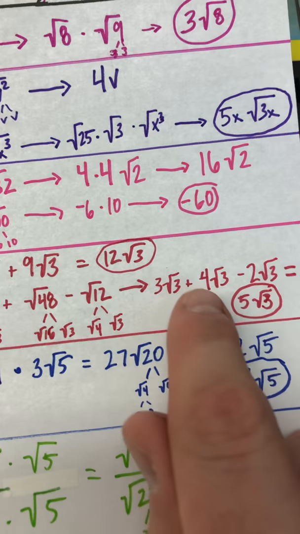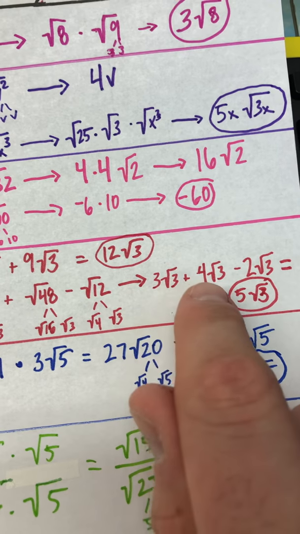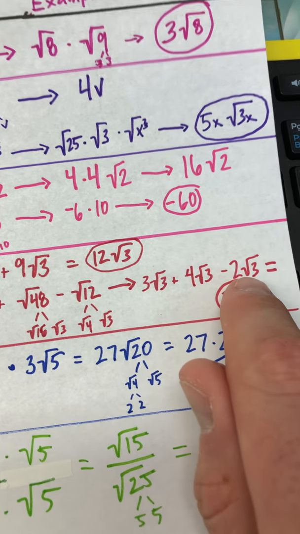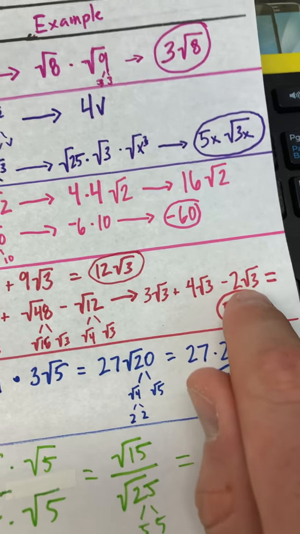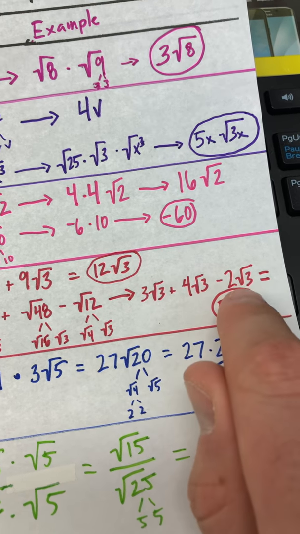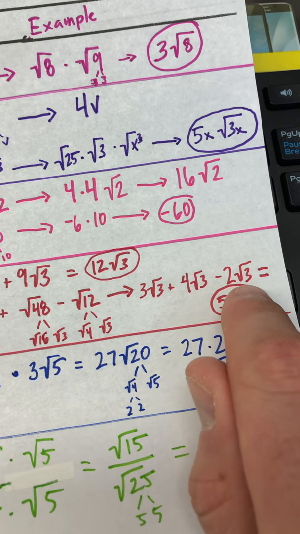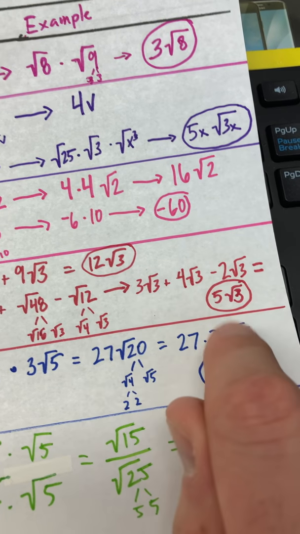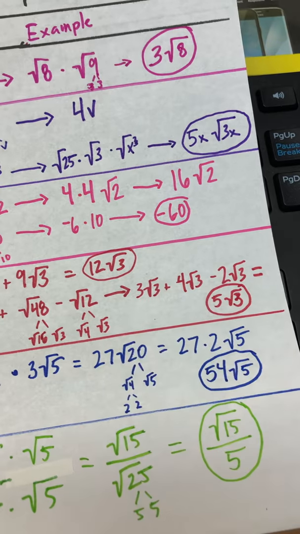If you did have something where it was 3 radical 3 plus 4 radical 3 minus 2 radical 10, then you would just leave this as it is. You wouldn't compute these. If you get a problem like that, which I don't think we have any of right now, you would leave it as you couldn't add that. It's not a like term. You can combine these two.